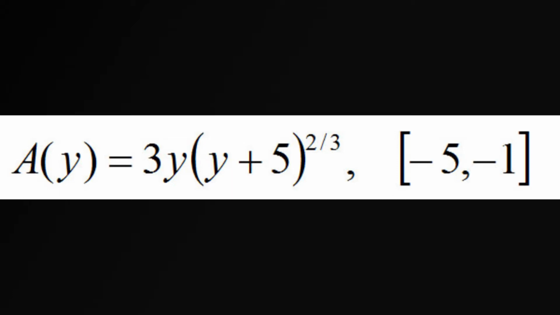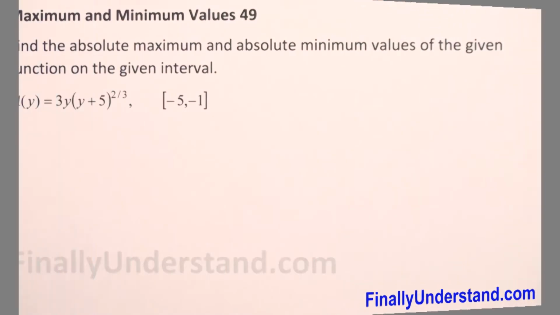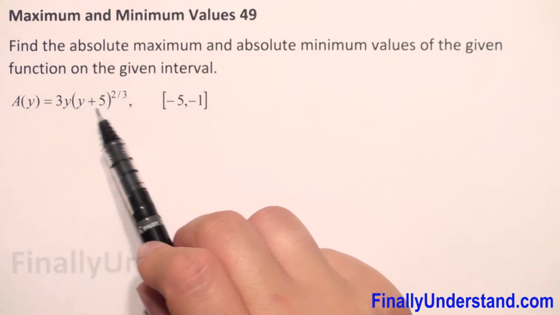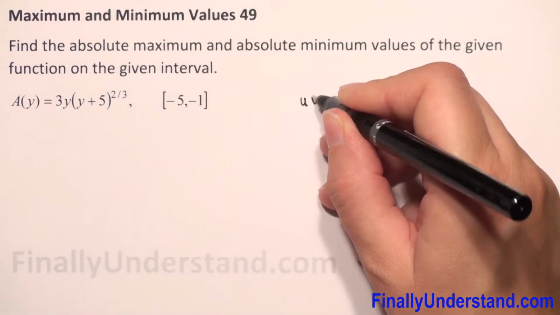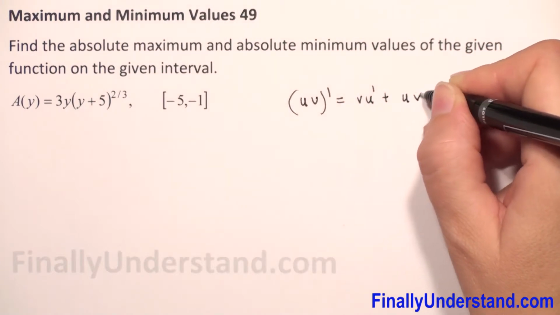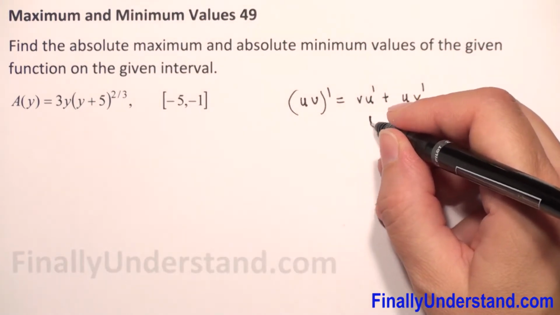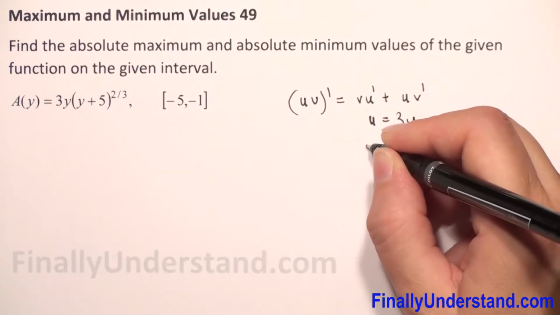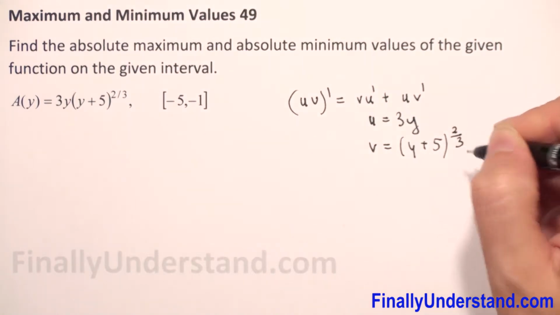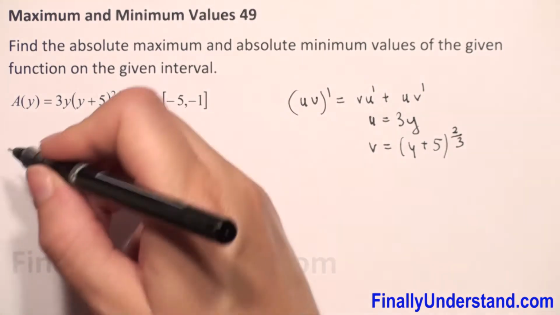We have continuous function a, so to find absolute maximum and absolute minimum, we need to find critical values first. So to find critical values, we need to find first derivative of our function. We need to use product rule. So we have u times v prime is equal v times u prime plus u times v prime. In our case, u is equal 3y and v is equal (y plus 5) to power 2 over 3. So now we can find first derivative.